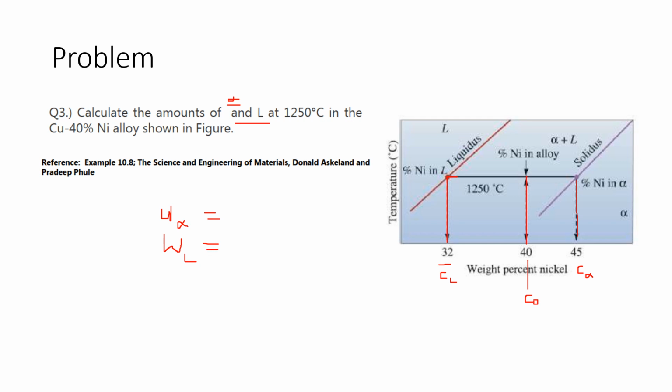It's your choice whether you want to use the lever rule formula this way or that way: C alpha minus C O divided by C alpha minus CL, or C O minus CL divided by C alpha minus CL, multiplied by 100. Just these two formulas are used, so you can calculate the amount of solid and liquid at this point for the 40% alloy.